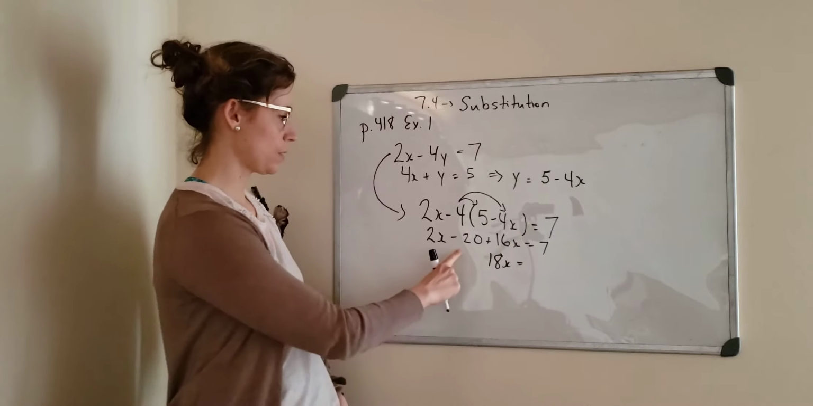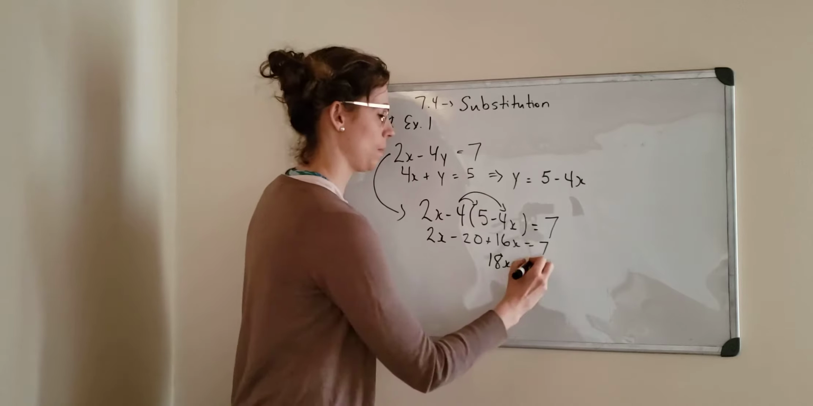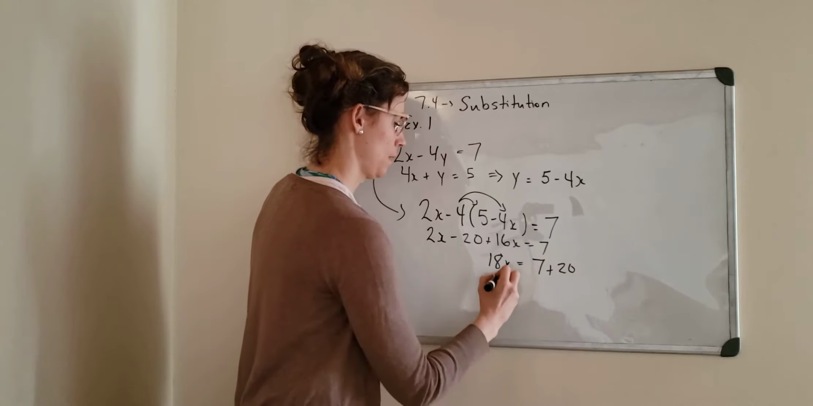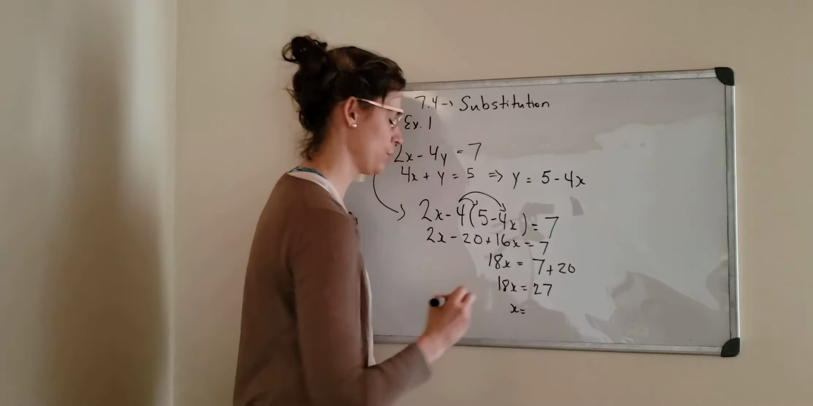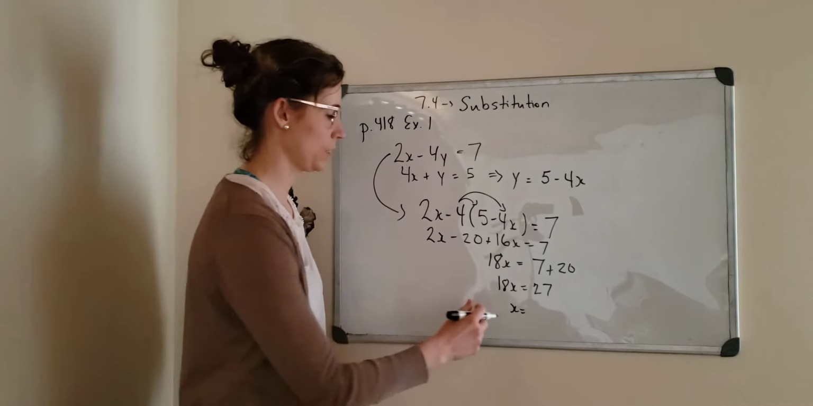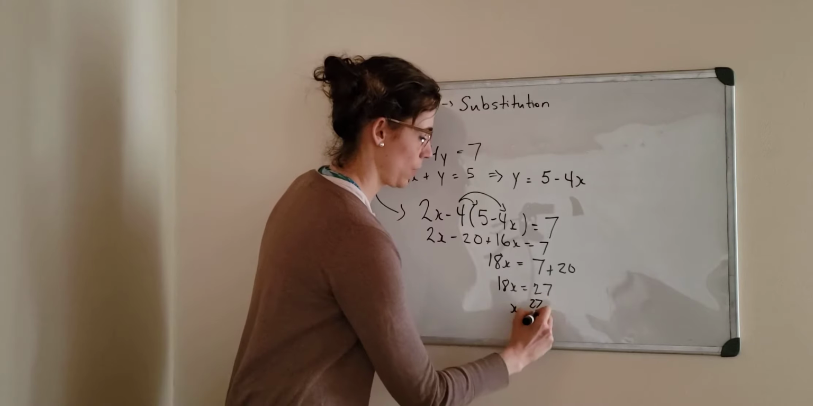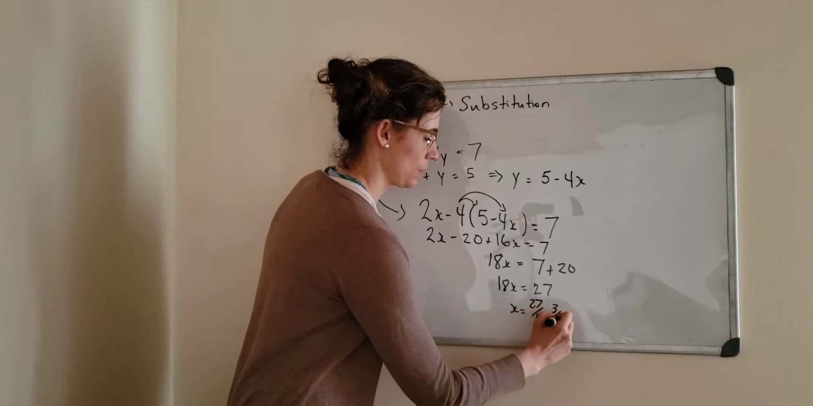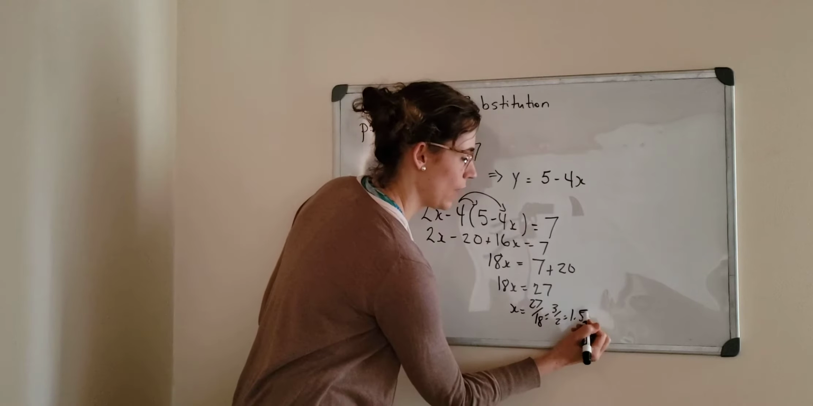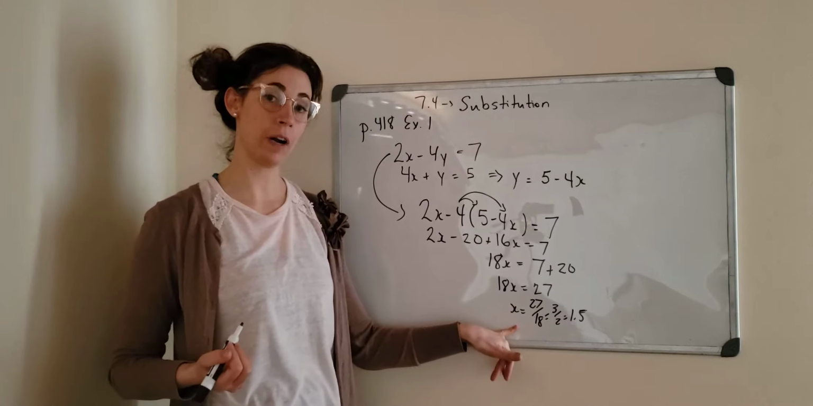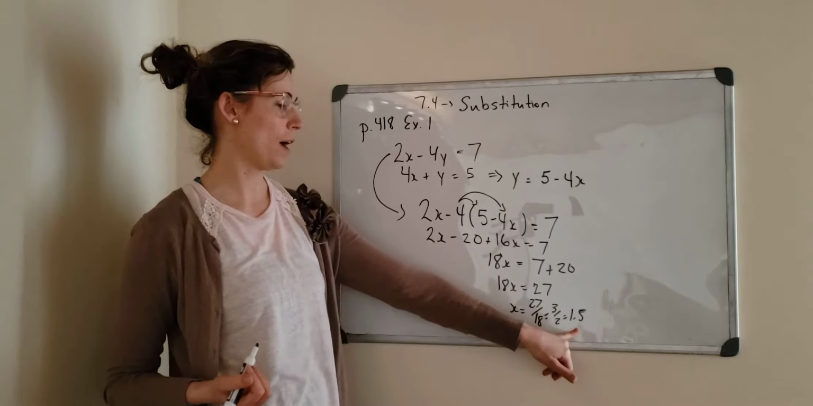So we'll have 18x. In the same step, let's move this negative 20 over here, it would be positive. So 18x equals 27. You could use your calculator or you could do this with fractions. It would be 27 over 18, which is the same as 3 over 2, which is the same as 1.5. So we now have solved our x variable and it equals 1.5.